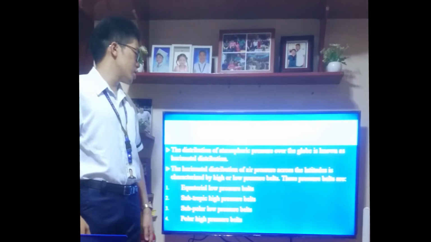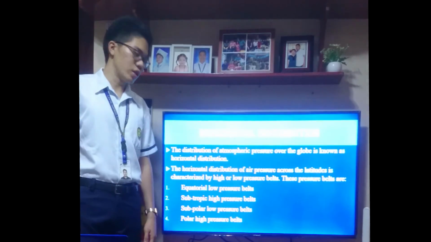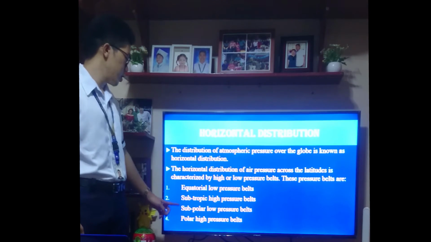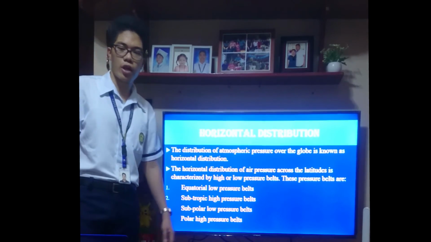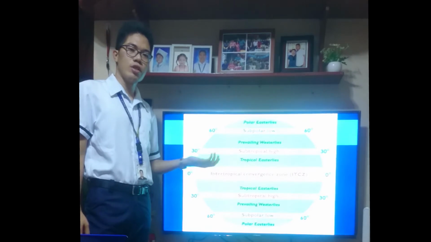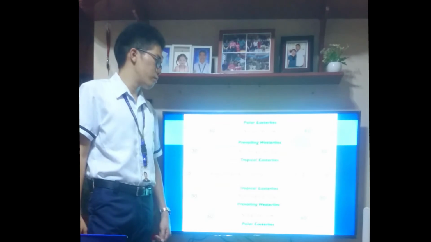So the horizontal distribution mainly is the four pressure belts. We have the equatorial low, subtropical high, subpolar low, then polar high pressure belts. So this is the illustration of the horizontal distribution of air pressure.